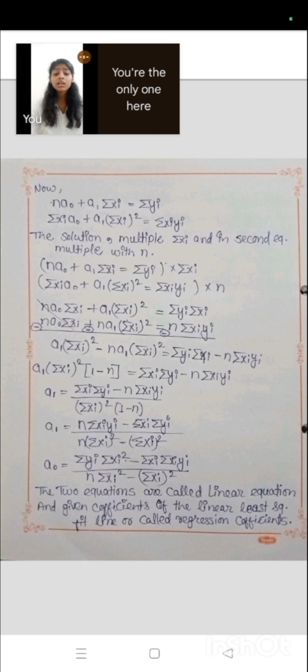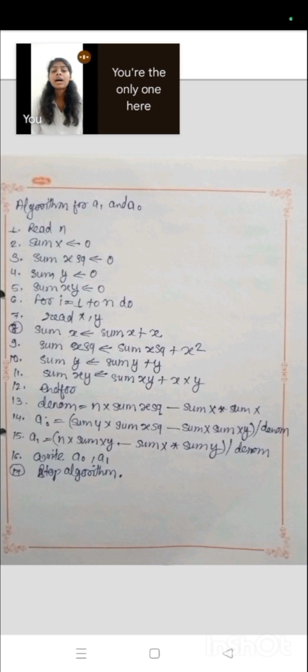So the two equations are called the linear equations, and they give the coefficients of the linear least square fit line, which are called the linear regression coefficients. Okay, so we will find the two solutions a1 and a0, and with these two equations we will find the linear regression equation. Okay, so let's start the algorithm for a1 and a0.